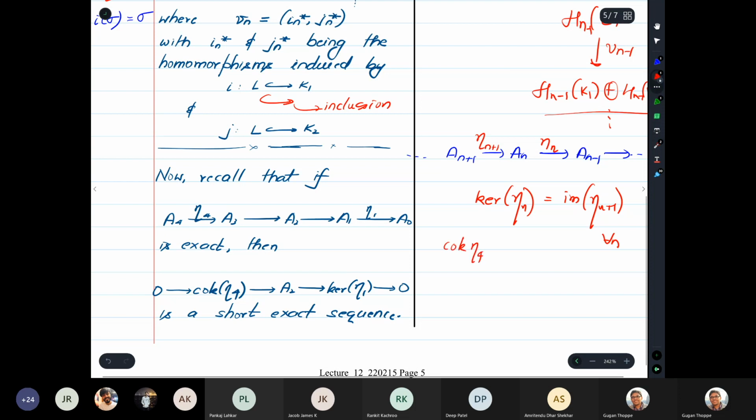So the co-kernel of eta 4 is precisely A3 quotient with the image of eta 4. Okay, so that's what the co-kernel of eta 4 actually means. So this is a short exact sequence, right?